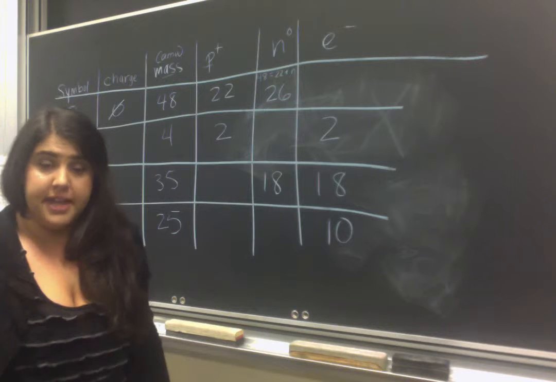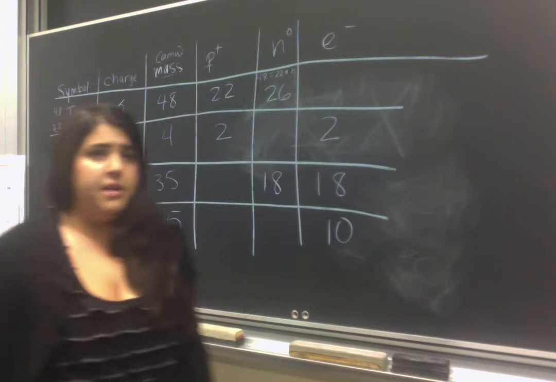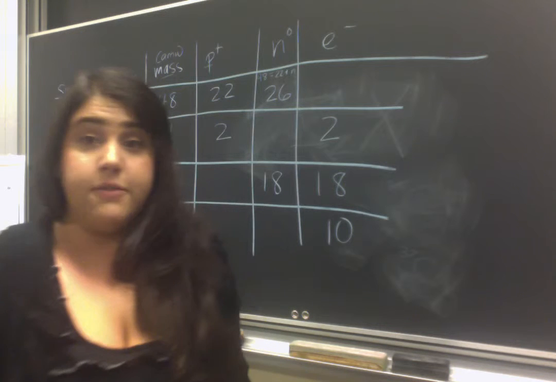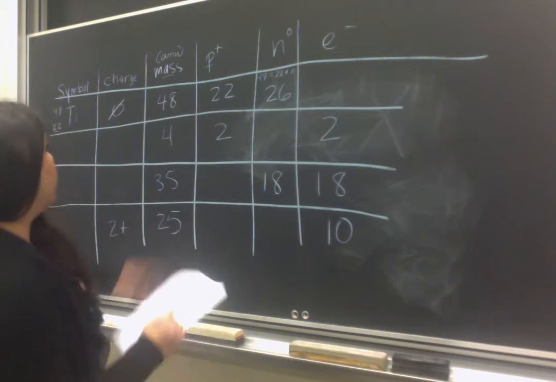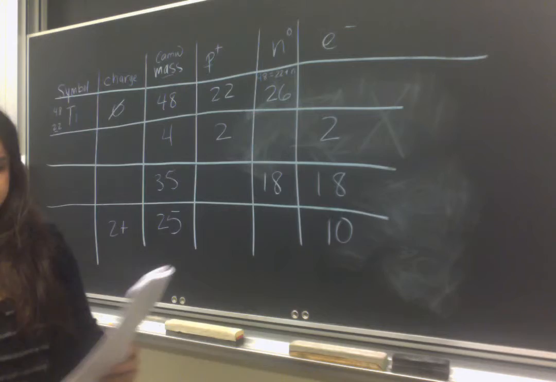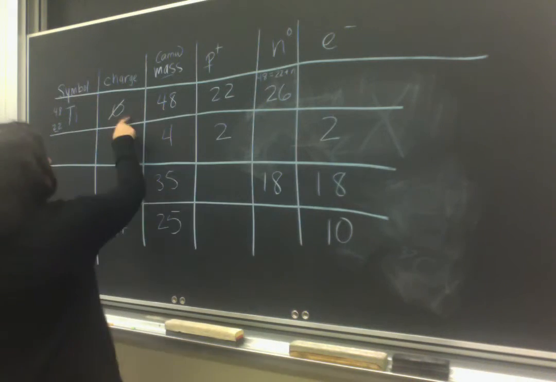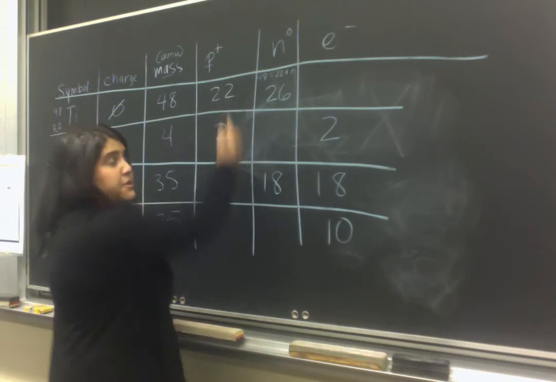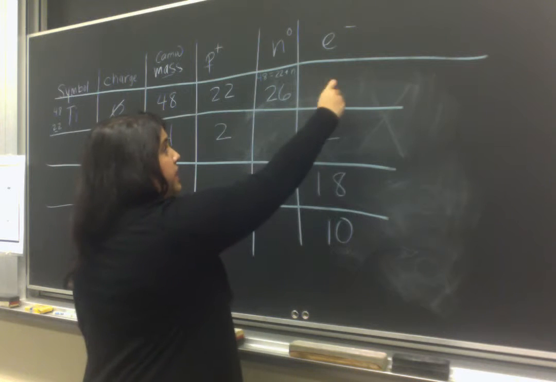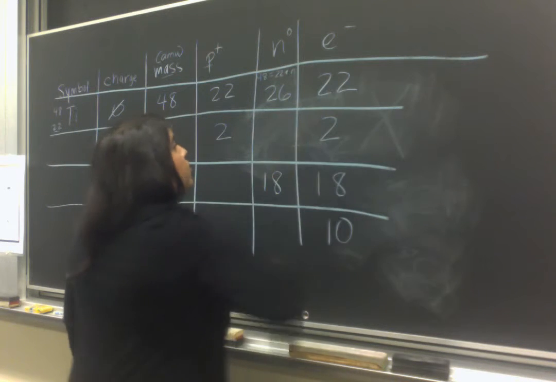Now, number of electrons. The only thing electrons contribute is negative charge, so we would be looking at the charge. In your table, you did not have a 0 written, but because there's no charge written on titanium, we assume the charge is 0. So if there's 0 charge, the number of protons must be equal to the number of electrons, 22 and 22.